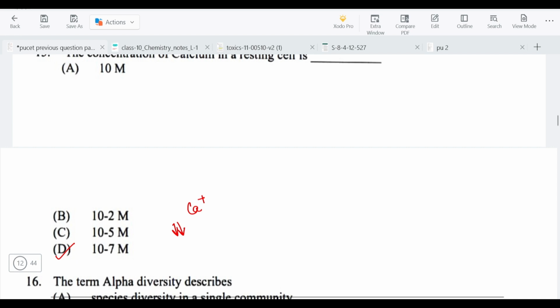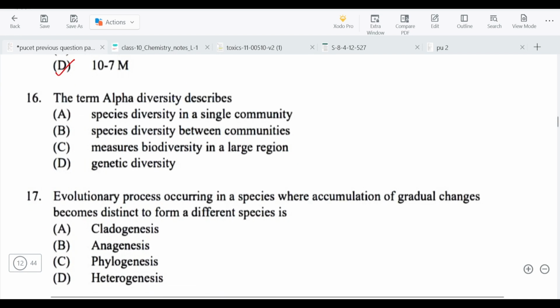Next question, the term alpha diversity describes, the correct answer is species diversity in a single community. In a single community, alpha, right? And if it is between communities, it would be beta. And if it is in a large region, then it will be gamma, right? It's also a very important question seen in various examinations.